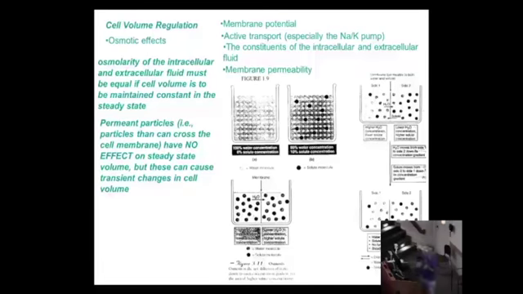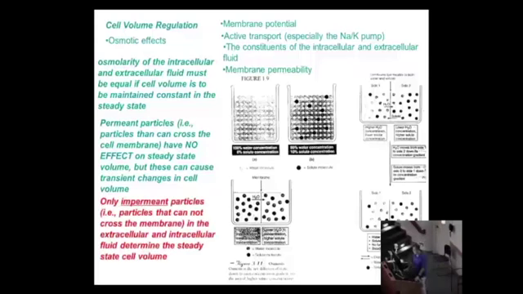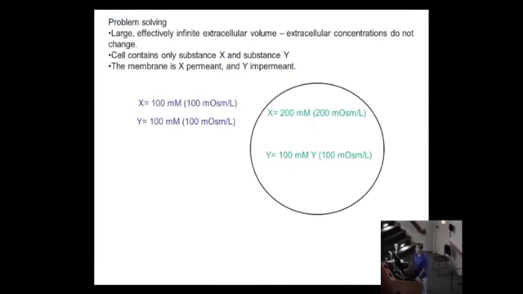If it crosses the membrane freely, it is not going to have an effect on the cell volume, because eventually the concentration of that molecule is going to be the same on both sides of the membrane, and you won't be moving any water. It is the impermeant molecules that you have to pay attention to, because those don't diffuse across the membrane, so water diffuses instead.